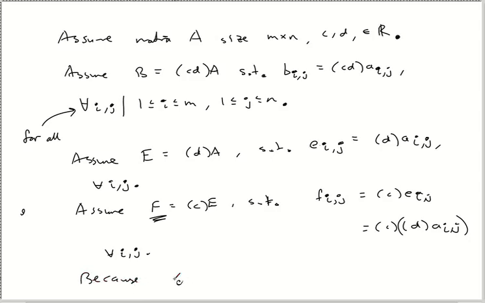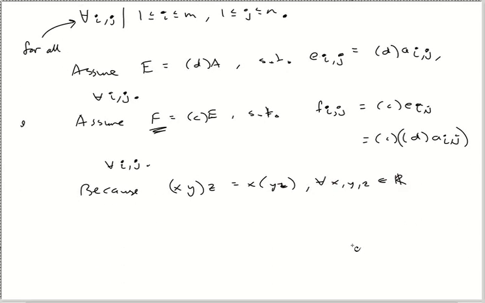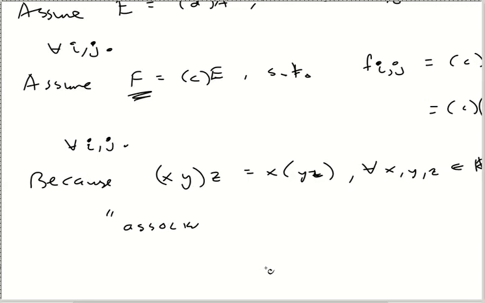Because x, y, z is equal to x, y, z for all x, y, z elements of the reals. And so when I'm saying this here, I'm going to actually use parentheses in my proof. I don't want quote marks. I'm going to actually say, I'll use quote marks. This is the associative property for real numbers.